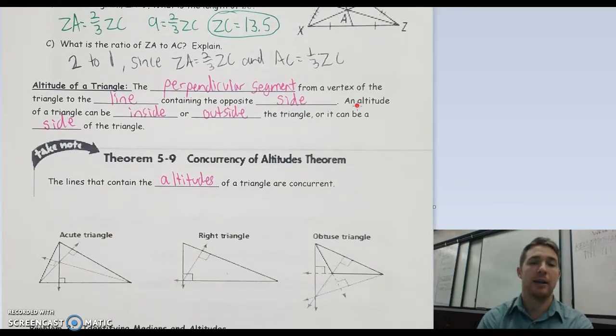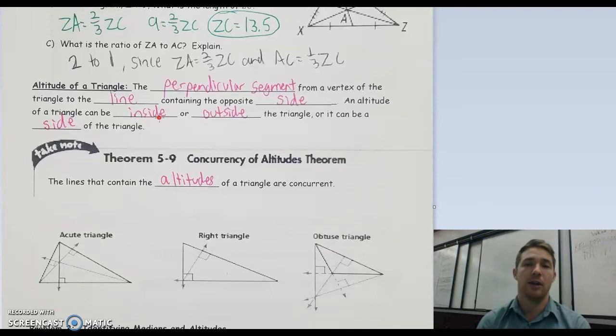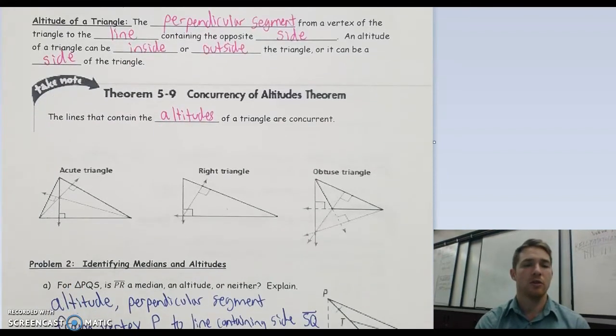Or I guess we'll add that in: an altitude of a triangle can be inside, outside, or on a side of the triangle. We saw that with, I believe, circumcenter. Could be outside, inside, or on the side. So the lines that contain the altitudes are also concurrent. So another point of concurrency that we can use here. So we see our different examples.